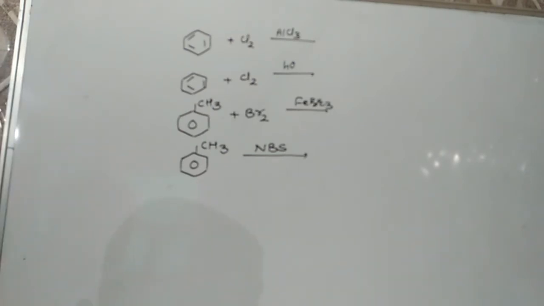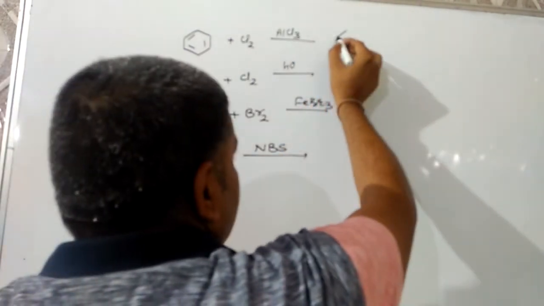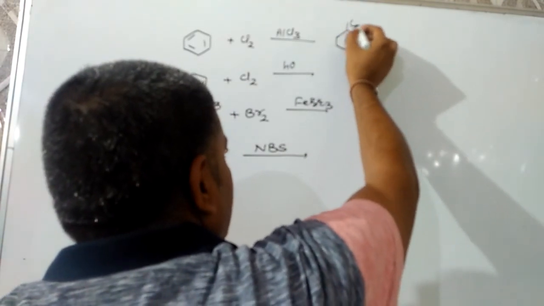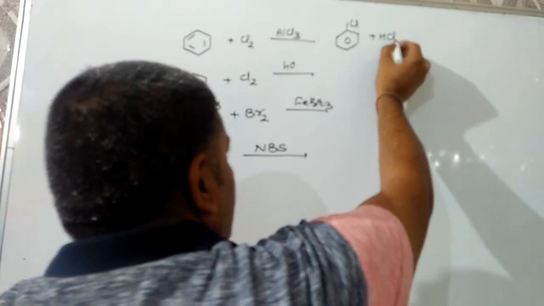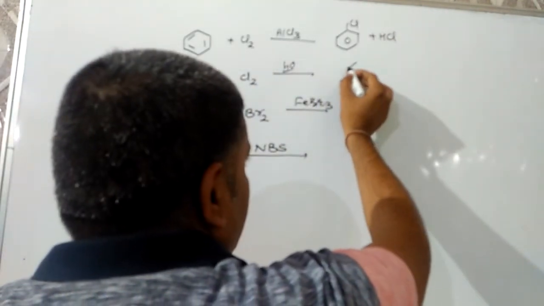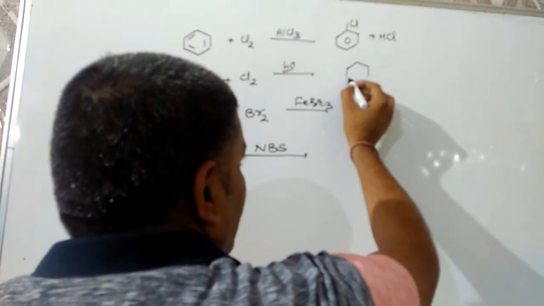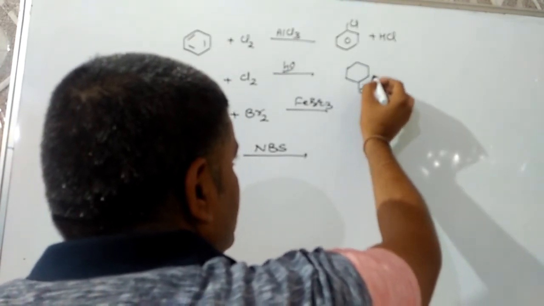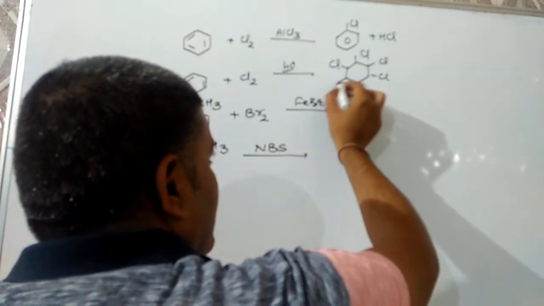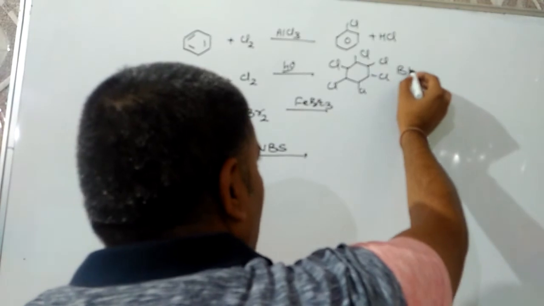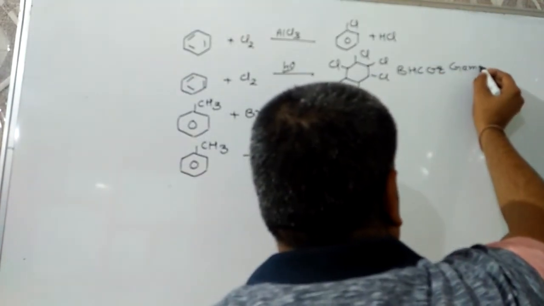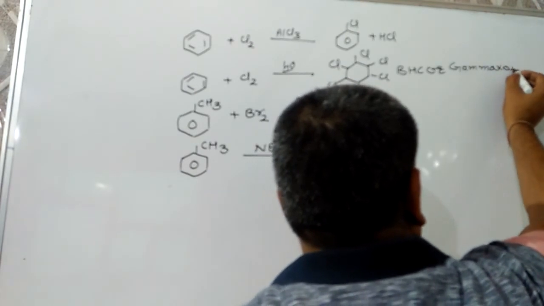In the first case, as Lewis acid is there, electrophilic substitution takes place and the product formed will be chlorobenzene. HCl is removed. In the second case, sunlight is present, so addition of chlorine will take place, and due to which we will get a very important compound known as BHC, or gammexane or lindane, which is used as a pesticide.